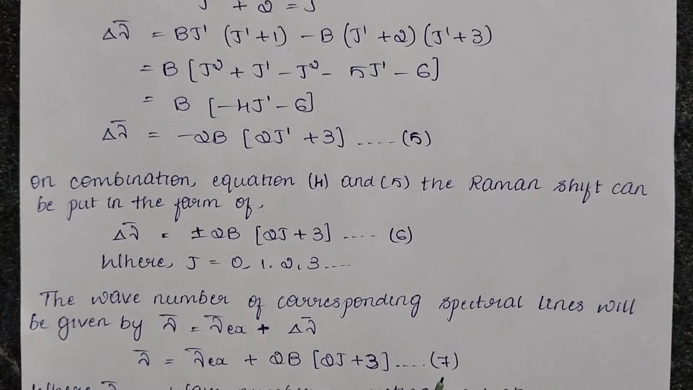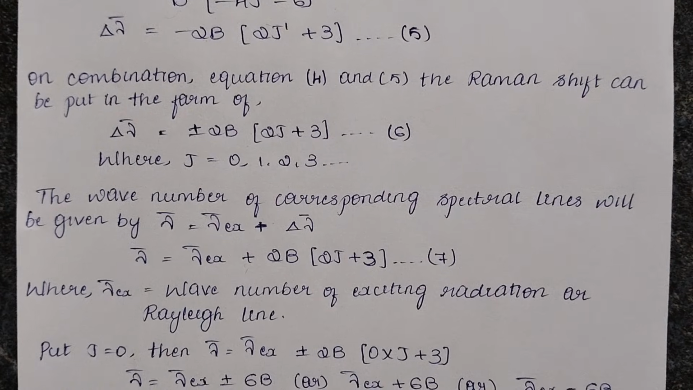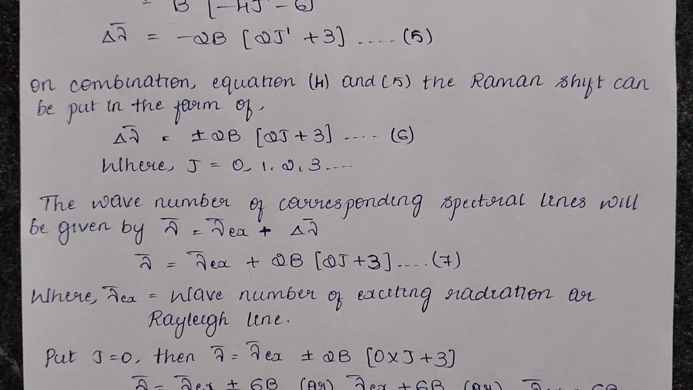And the wave number corresponding to spectral lines will be given in the form of mu bar is equal to mu bar external plus delta mu bar. So mu bar is equal to mu bar external plus delta mu bar, which is given, that is plus or minus 2B into 2J plus 3, which is equation number 7, where mu bar Ex is the wave number of the excited radiation of the Rayleigh line. This is the wave number for excited radiation.